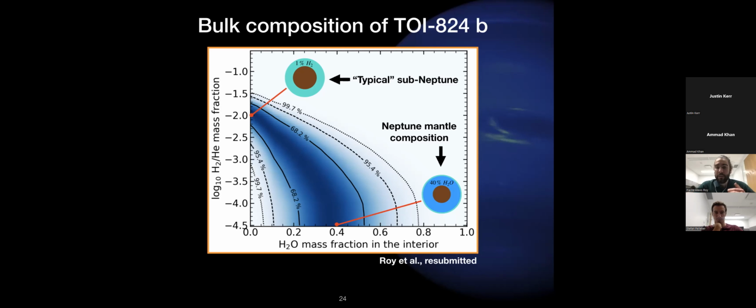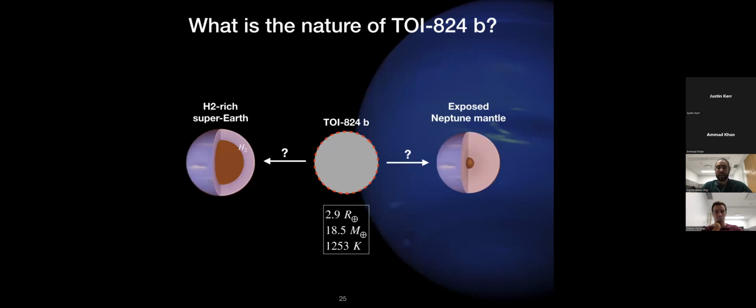And basically, this first scenario is our typical image of a sub-Neptune. That's usually what we think of when we think about sub-Neptunes. But this other extreme, the one with a lot of water, it's kind of reminiscent of the composition of the mantle of Neptune in our solar system if we remove the hydrogen. So basically, this is now the question we are left with. What's the nature of TOI 824b? Is it this hydrogen-rich super-Earth, this kind of typical sub-Neptune, or is it more of an exposed Neptune mantle with a lot of volatiles?